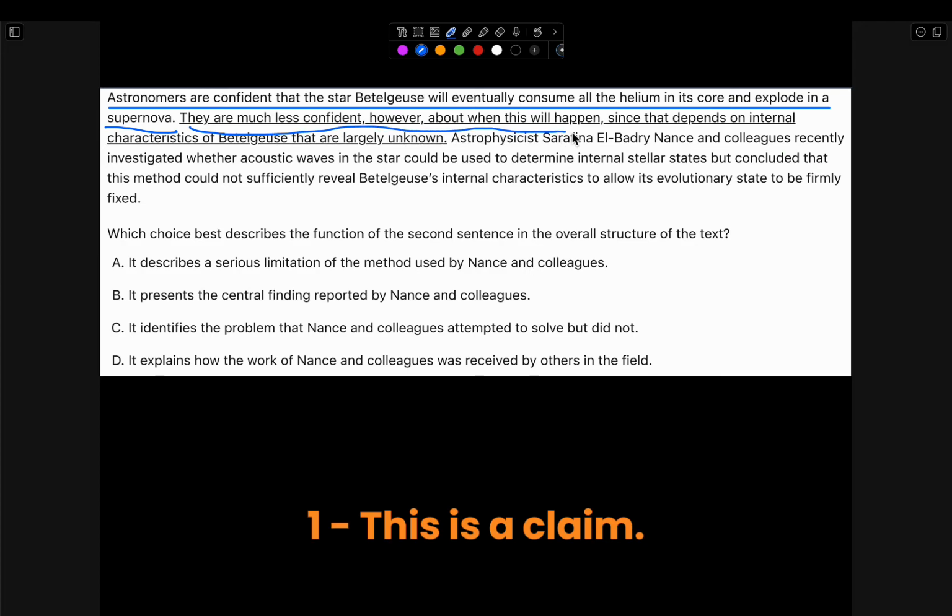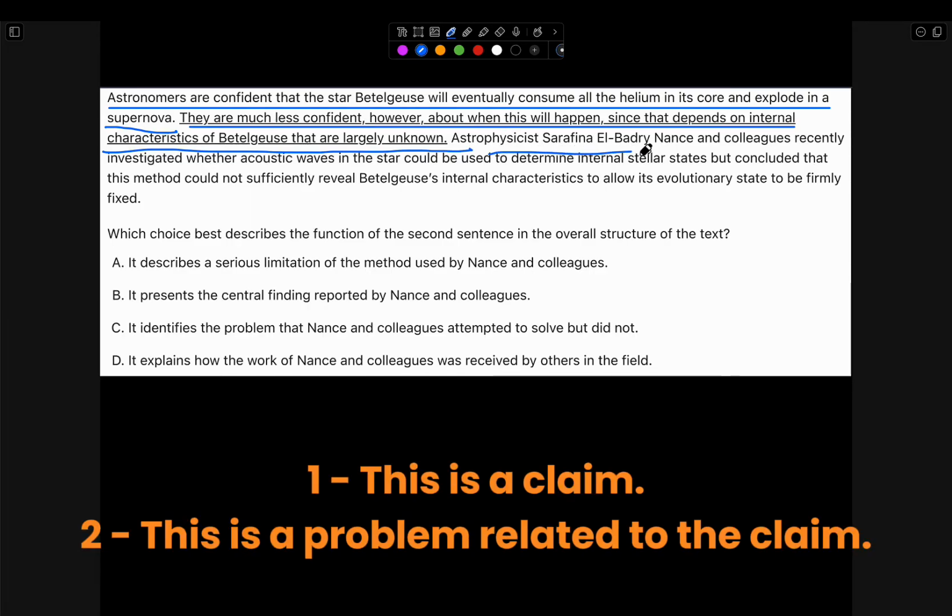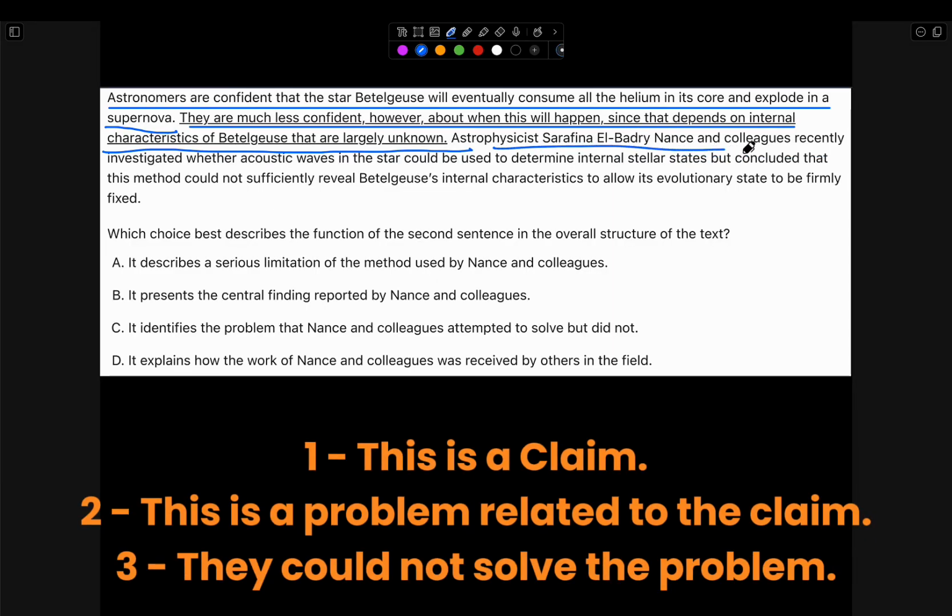They are much less confident, however, about when this will happen, since that depends on an internal characteristic of Betelgeuse that is largely unknown. So this problem is related to the claim. Astrophysicists Saio, Nance, and colleagues recently investigated whether acoustic waves in the star could be used to determine its evolutionary state, but concluded that this method could not sufficiently reveal Betelgeuse's internal characteristics to allow its evolutionary state to be firmly fixed. This shows that they could not solve the problem mentioned in the previous sentence. Let's look at the multiple choices.